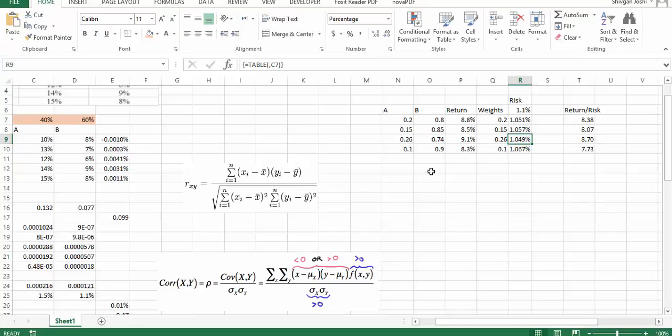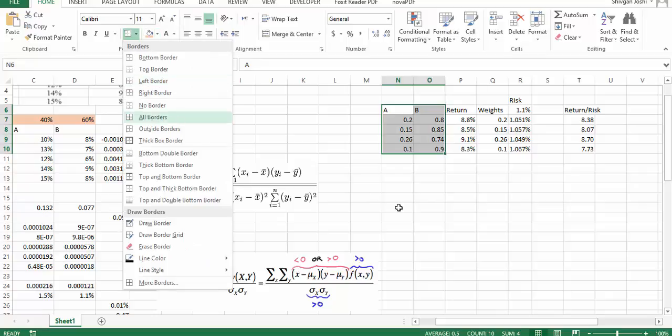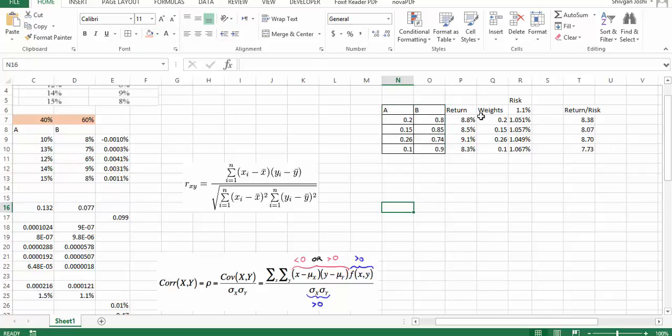So what he's trying to find out is that if these are the weights that you have, you need to first calculate the return of that portfolio, you have to calculate the risk of that portfolio, and you have to calculate the risk by return.